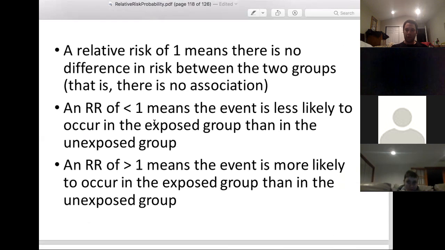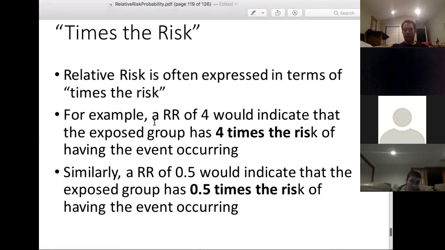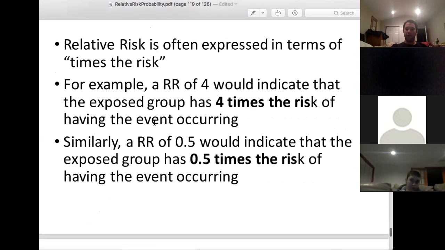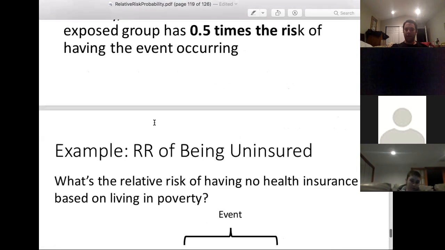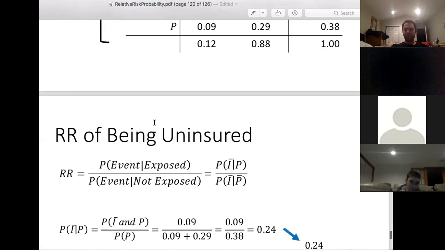And if you have a relative risk over 1, it means it's more likely to occur in the exposed group than the unexposed group. And if it's less than 1, it's the reverse, it's less likely to occur. And if it's 1, it means there's no difference in risk between the two groups. So if you have a relative risk of 4, it means the exposed group is 4 times as likely to have the event occur. If it's 0.5, they're half as likely to have it occur.